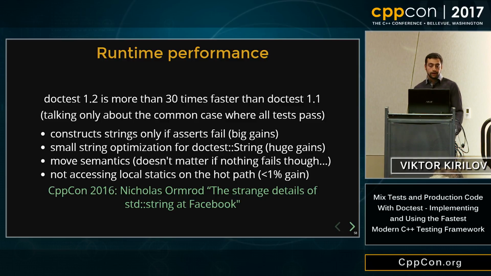So these two were practically the reasons Doctest became 30 times faster compared to its older versions. Move semantics don't play any role in the common case when nothing fails, because there are no allocations, and move semantics are helpful when there are deep copies. When nothing is allocated, you don't have deep copies because everything is on the stack. And one other minor performance gain was from not using any local statics on the hot path when asserts don't fail.